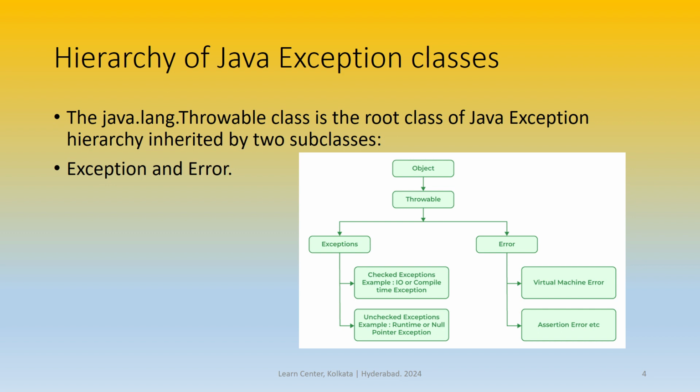Object is the parent of all classes. It has a child class called Throwable. Throwable has two subclasses, Error and Exception. Under Error, VirtualMachineError and AssertionError are there. In the Exception class, we have two types of exceptions: checked exception and unchecked exception.